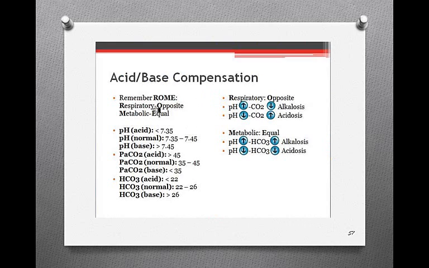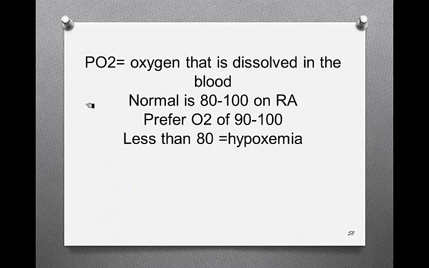Let's look at this little mnemonic. Remember ROME. Respiratory is opposite, so that's the CO2. Metabolic is equal to pH. That's the HCO3. Respiratory opposite, metabolic equal. Alright. PO2 is equal to the oxygen that's dissolved in the blood. Normal is 80 to 100 on room air. That's what RA stands for. We prefer an oxygen of 90 to 100, but less than 80 is hypoxemia.